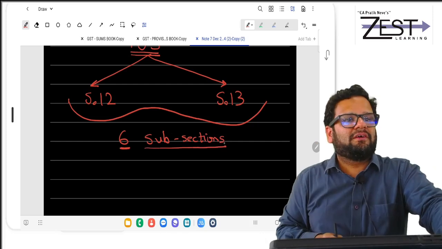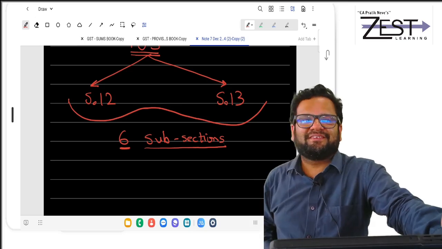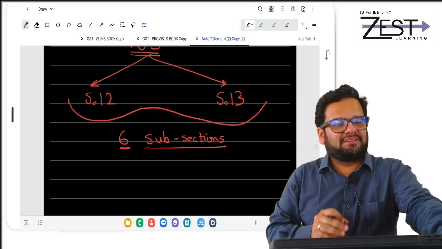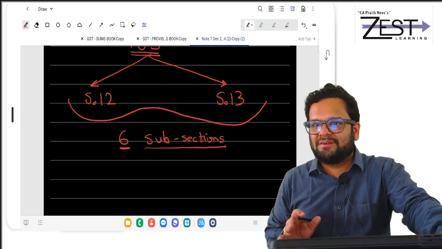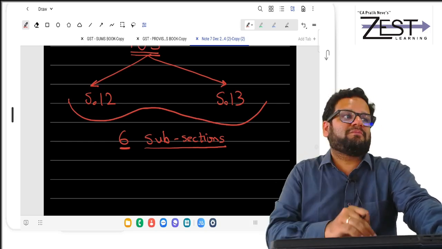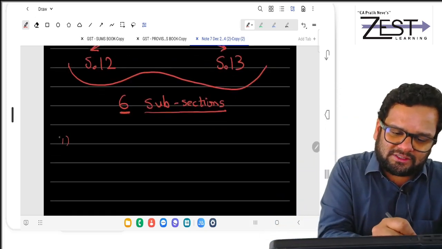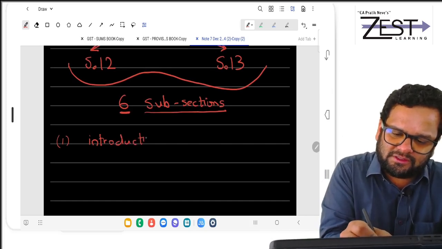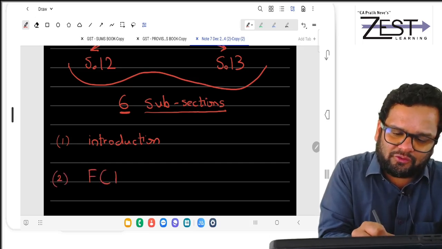Have you understood section 15 subsection wise, not only subsection wise but clause wise? In the same way, you have to understand time of supply, subsection wise. Anyway, you are going to remember all the things, so why not remember them in a sequence? That is the logic. Subsection 1 is introduction. Subsection 2 is time of supply in case of FCM.